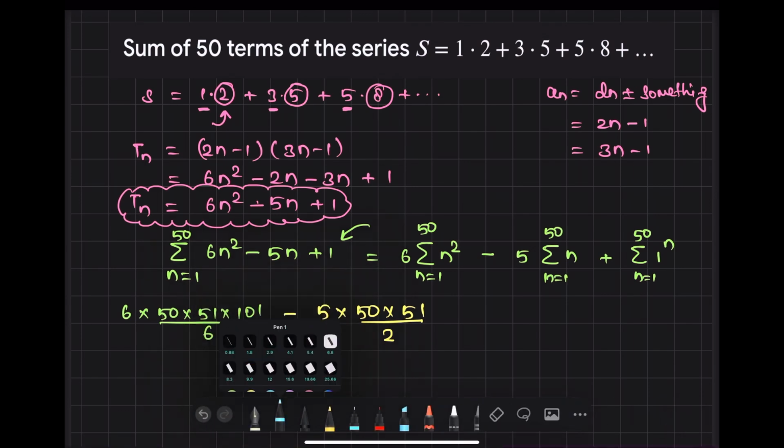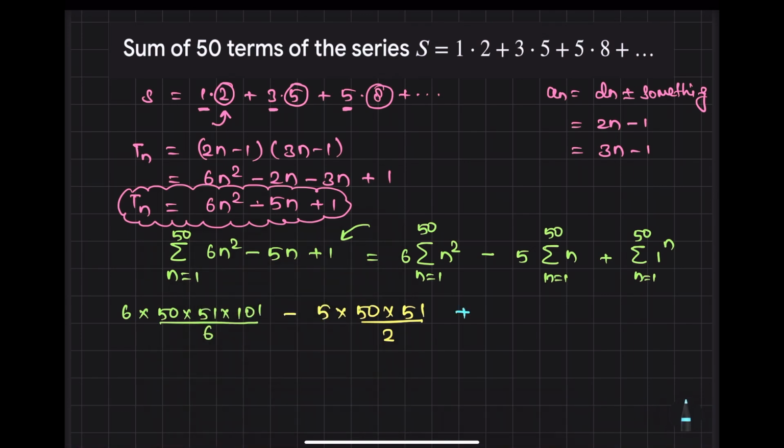Then we have, now if you'll put n as 1, you will have 1. If you'll put n as 2, you will have 1. So 1 1 1 1 1, how many times? 50 times. So it is 50. Okay. Now how will you solve this thing?